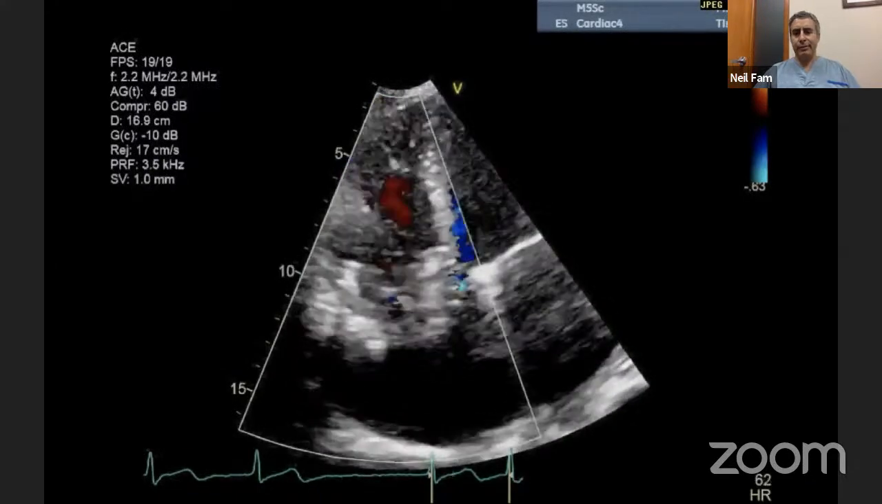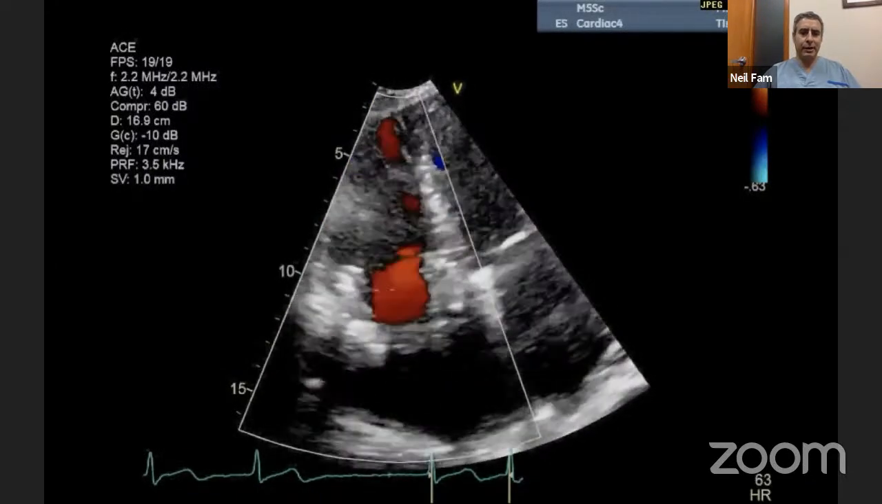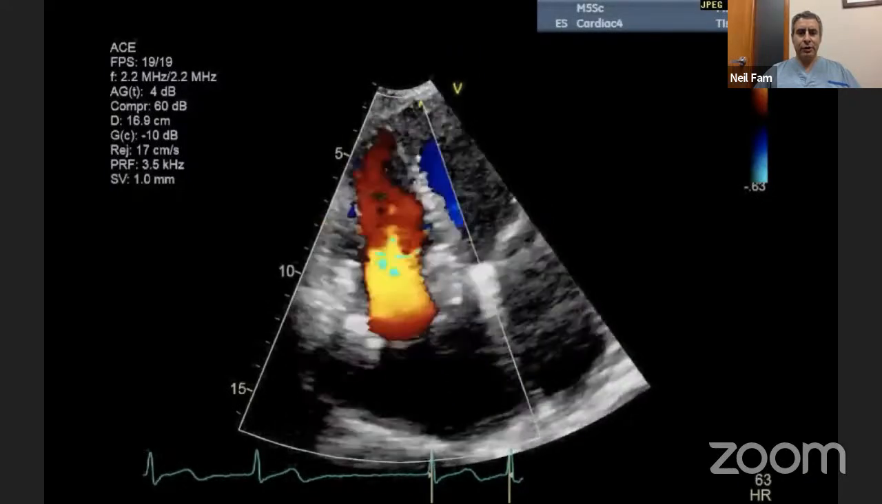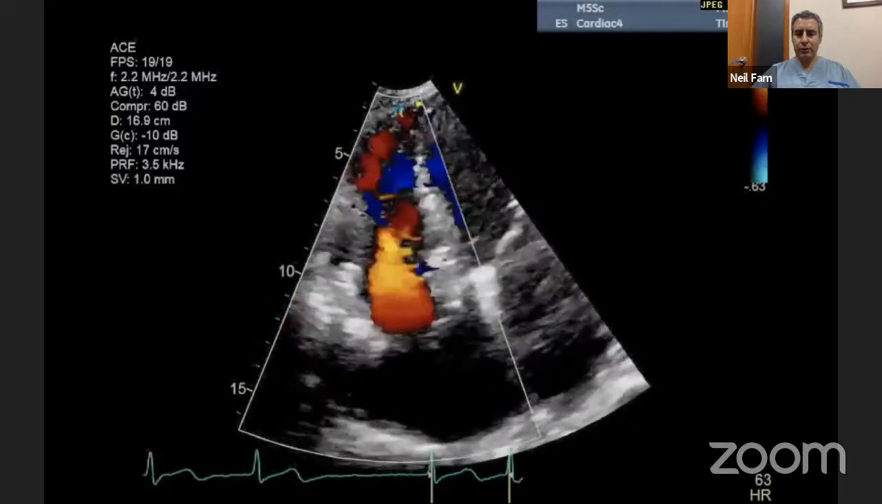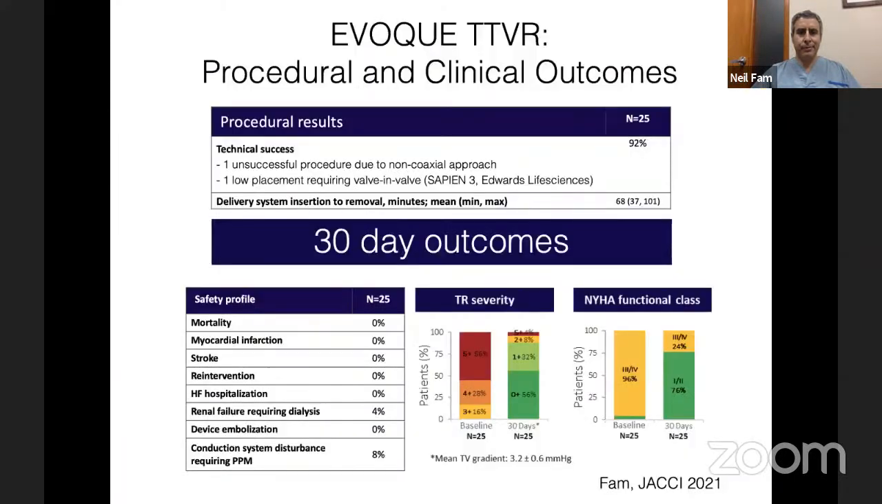And so I think, you know, tricuspid replacement has a bright future, but its role really remains to be determined. So the initial compassionate use experience of 25 patients was excellent. There was 0% mortality, and importantly, there was an 8% chance of needing a pacemaker, procedural success 92%, and almost all patients had essentially 0 or 1+ TR at follow-up.